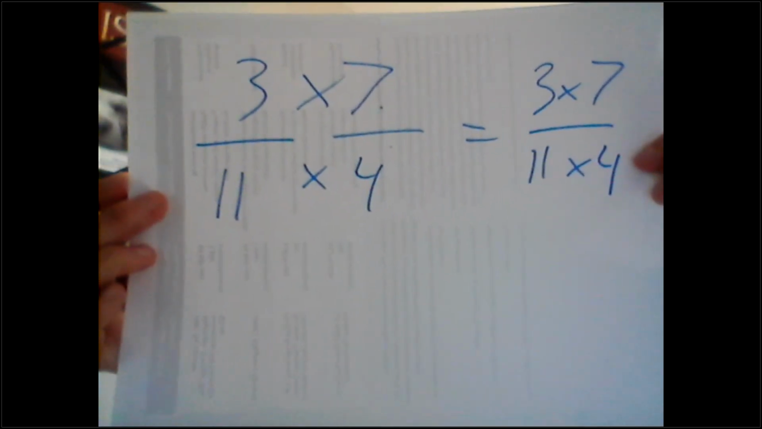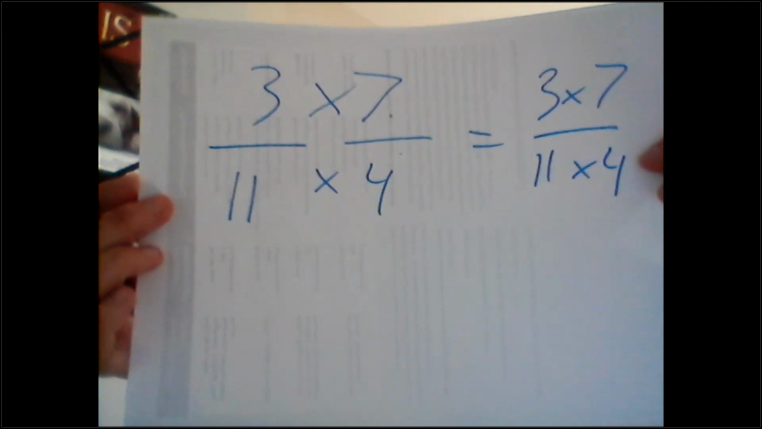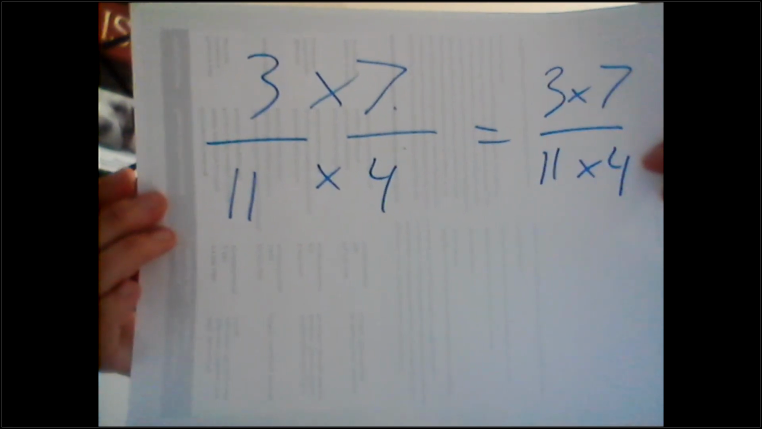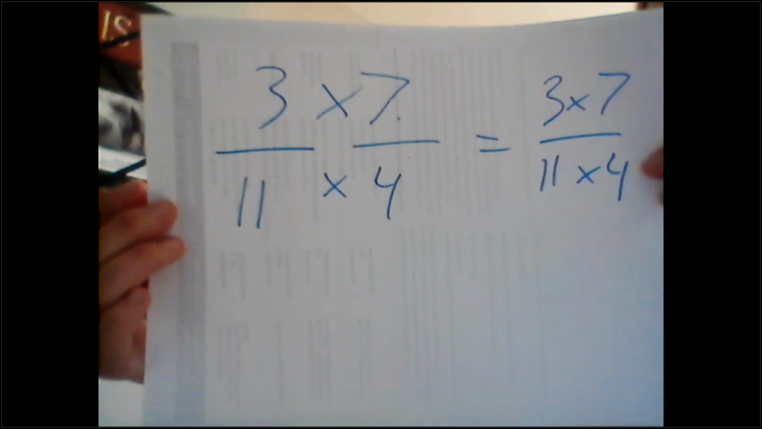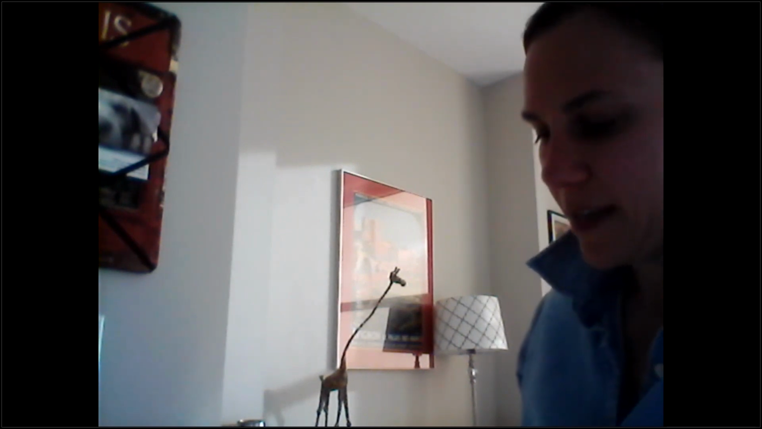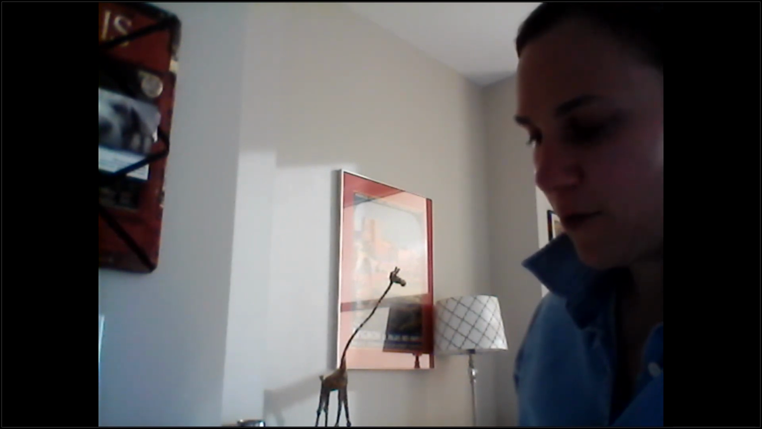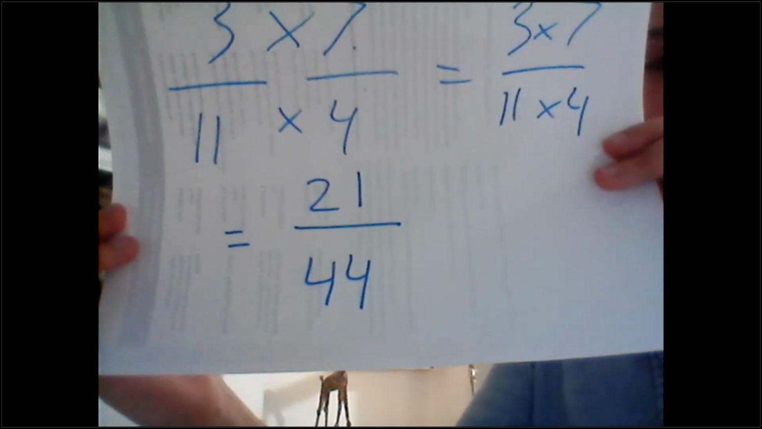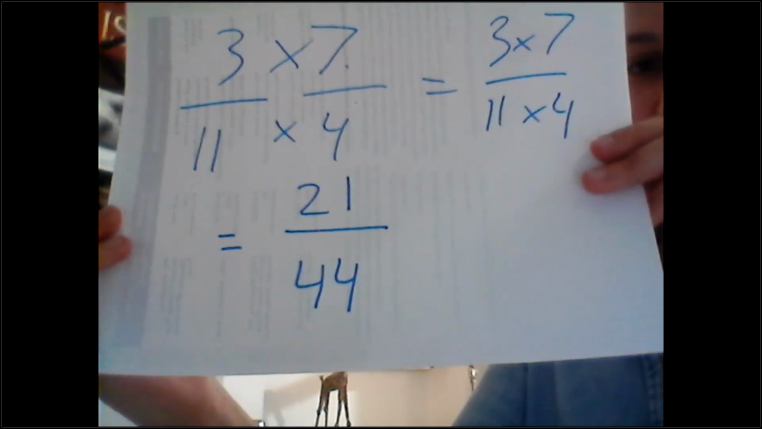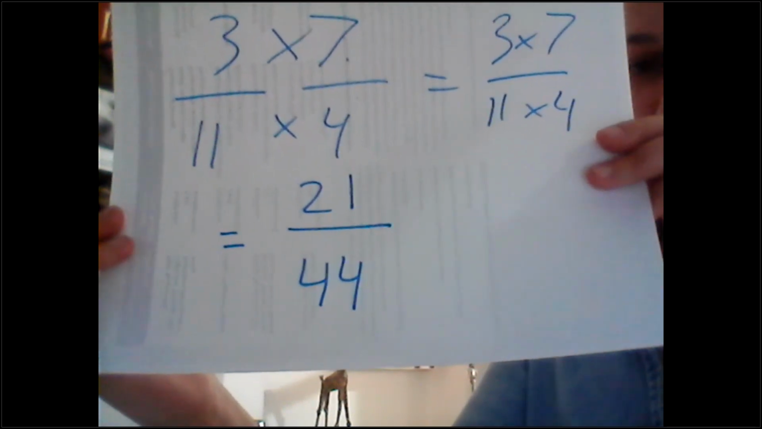The 3 times 7 over 11 times 4, rewritten so that the 3 and the 7 are in the numerator, and the 11 and the 4 are the denominator. Then I do my math and I work out that 3 times 7 is 21 and 11 times 4 is 44, which is my answer in simplest terms.